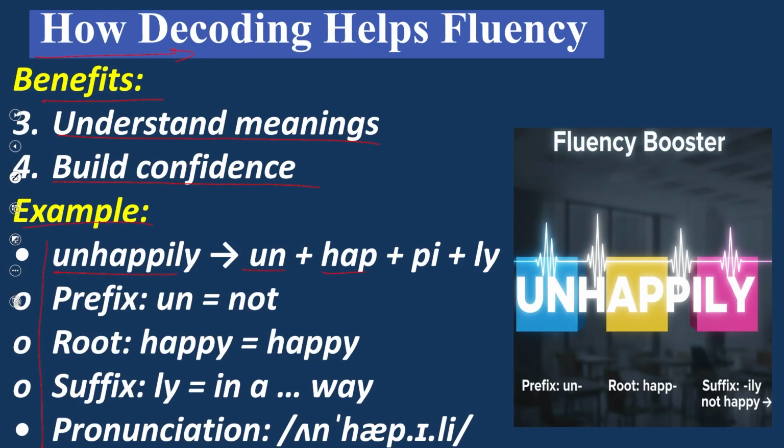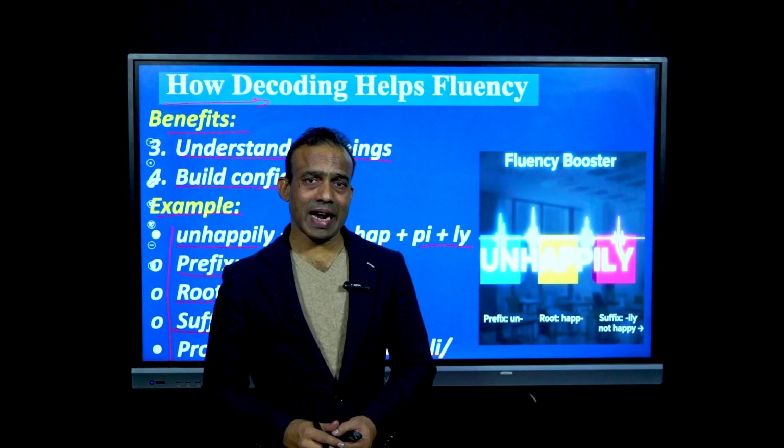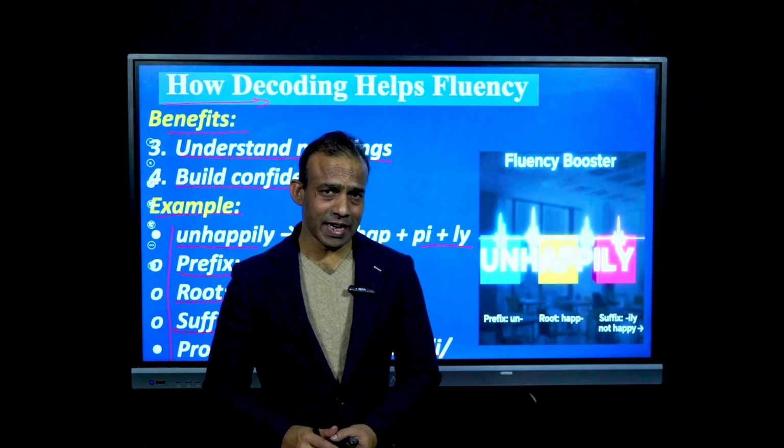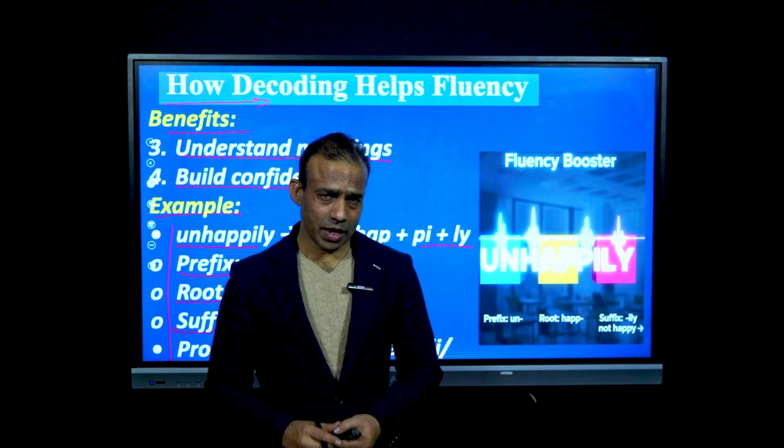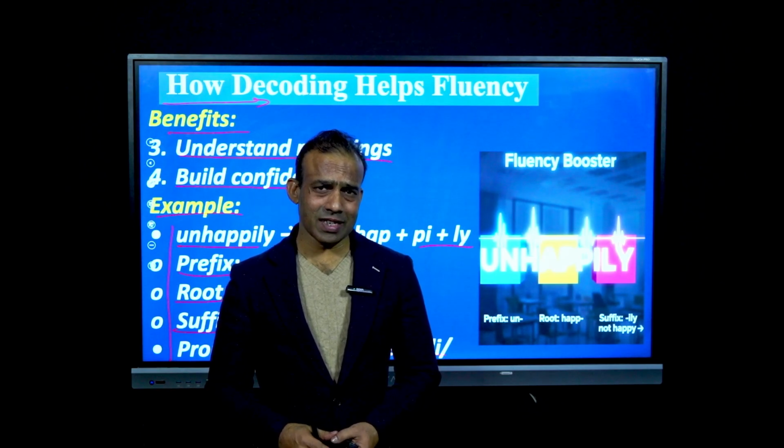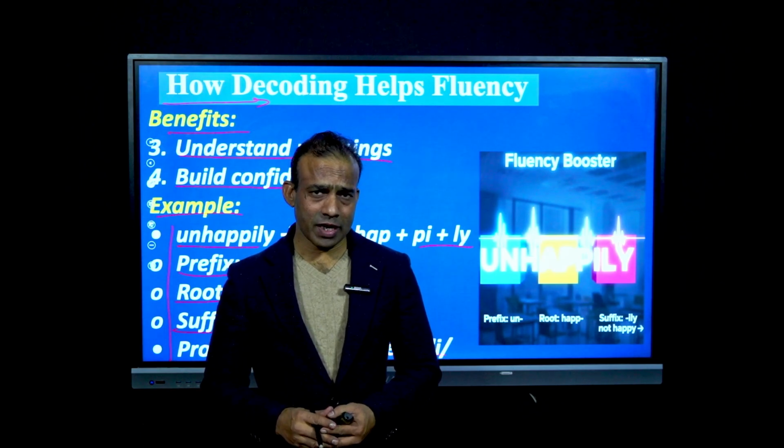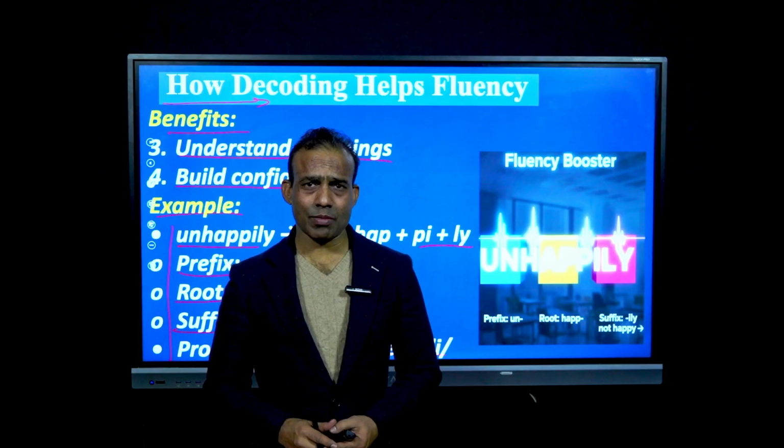Unhappy, unhappily. Prefix un means not. Root word is happy, it means happy. Suffix is ly, it means in a way. Pronunciation is unhappily. So you have seen a practical example of decoding a word. It is very helpful in pronunciation and fluency, and by dividing, we can understand exactly about the word.